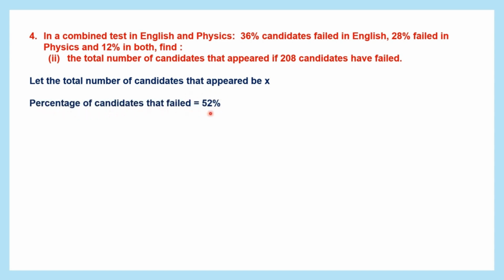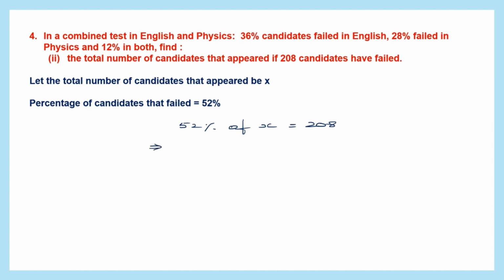That means 52% of X have failed, and here we are told how much that is. 208 candidates have failed. That means 52% of X is equal to 208. So we can write that 52% of X is equal to 208. This many students have failed. Now we have to find the value of X because that is what we have been asked to find, the total number of candidates that appeared. Let's make use of this.